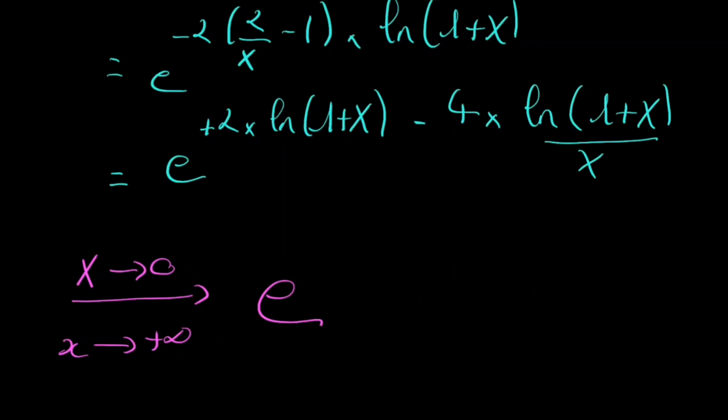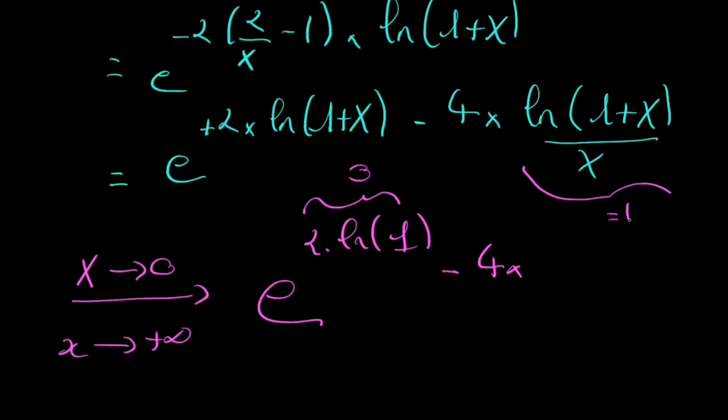Is equal to exponential of 2 plus 2 times ln of 1. So 2 times ln of 1, which is 0, minus 4 times, and we say that this limit is equal to 1, so 4 times 1.